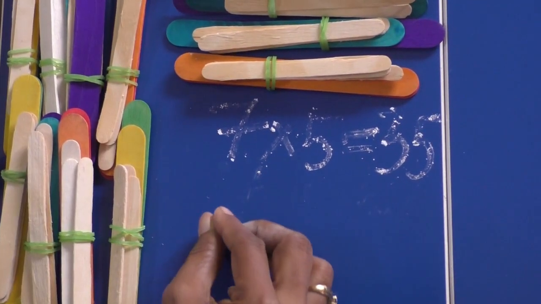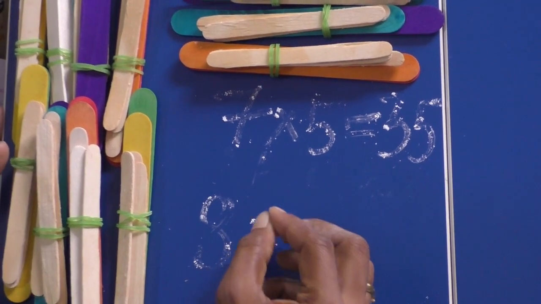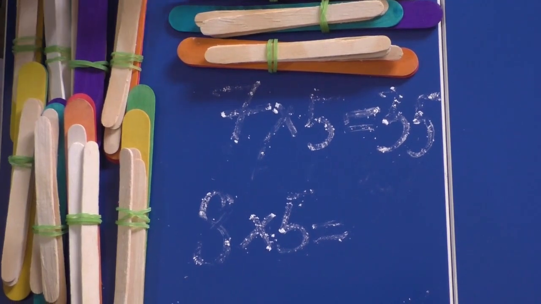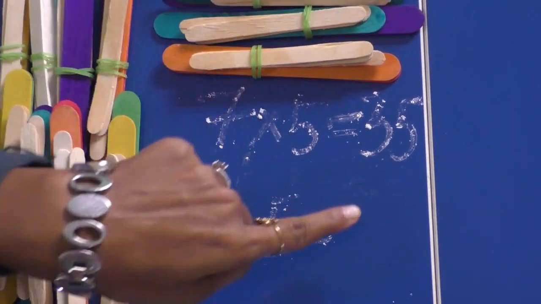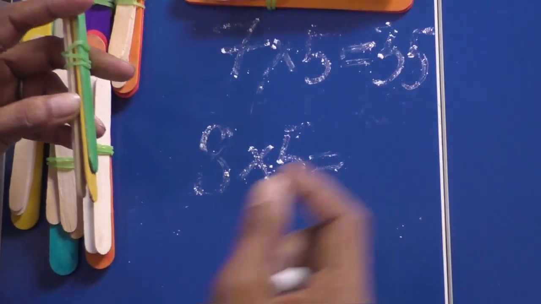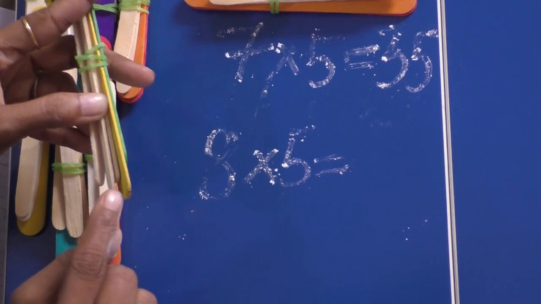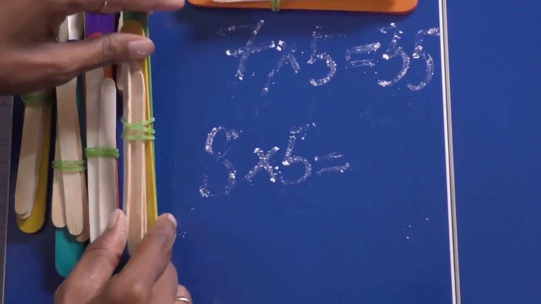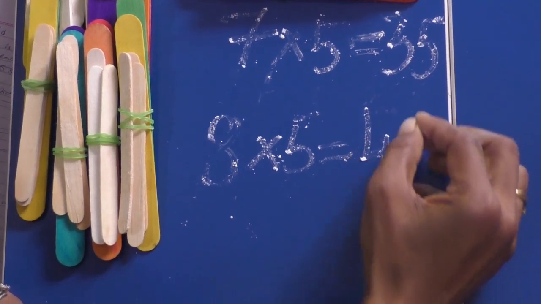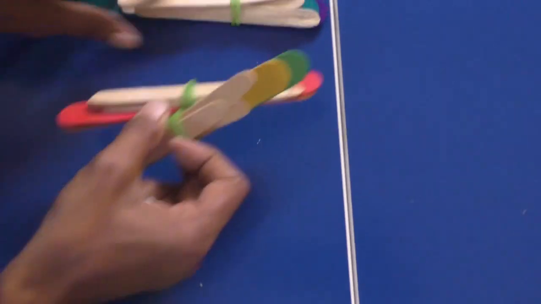Our next set is 8. So 8 groups, we write 8. 5 in each group, we write 5. Now 7 into 5 was 35. So we'll count after 35, 36, 37, 38, 39 and 40. So 8 into 5 is 40.